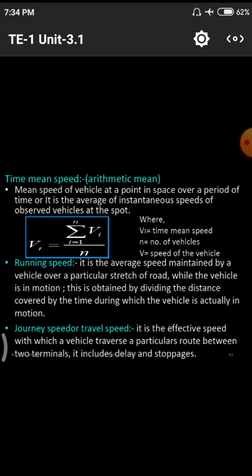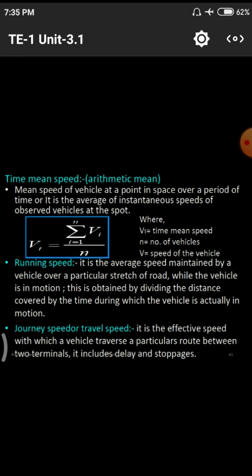It is obtained by dividing the distance covered by the time during which the vehicle is actually in motion. That means the vehicle is moving on a particular road at its vehicle speed. For every vehicle there is a certain amount of vehicular speed, like sports utility vehicles; we have different speeds for different vehicles, designed according to their body shapes, body weights and other things mentioned on those vehicle specifications.